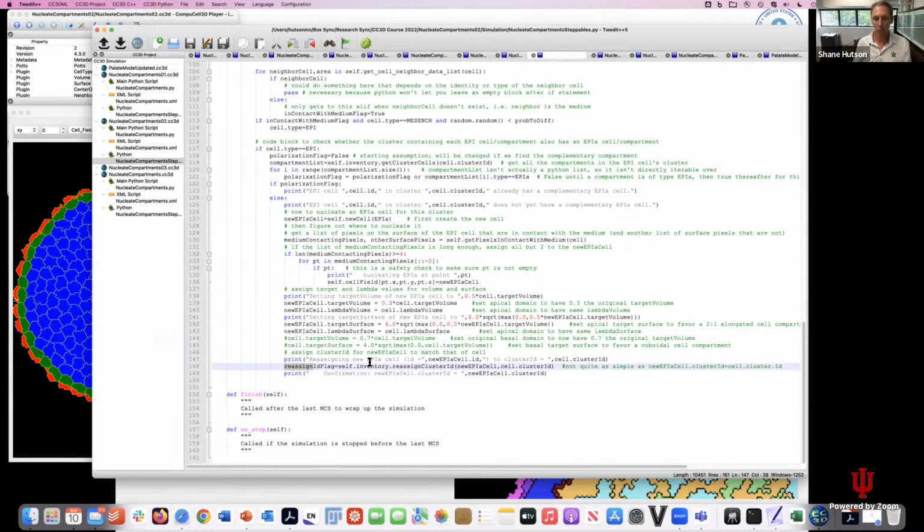So we have to take the new cell that we just created and make sure it gets assigned to the same cluster as the cell we were checking initially to see whether it was compartmentalized. So there's 3 steps. We have to make the new cell, assign some lattice sites to it, and then make sure we set its cluster ID to match what the original cell's cluster ID was. And that way there are 2 compartments in the same cluster then. Okay.